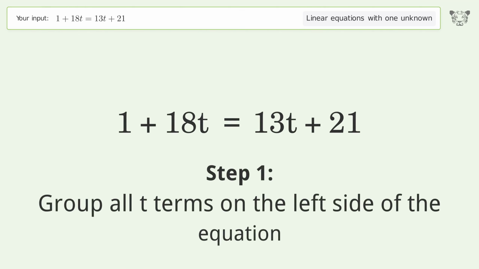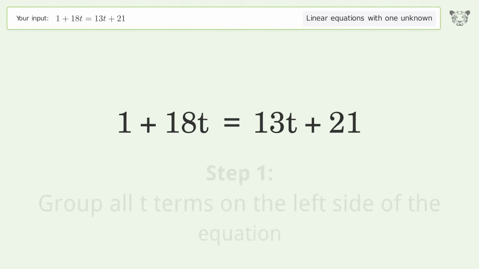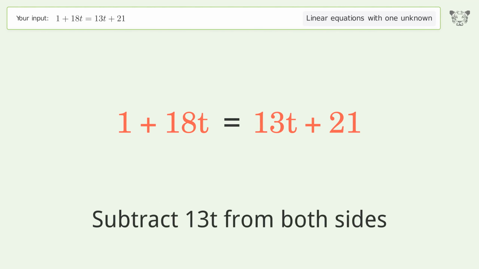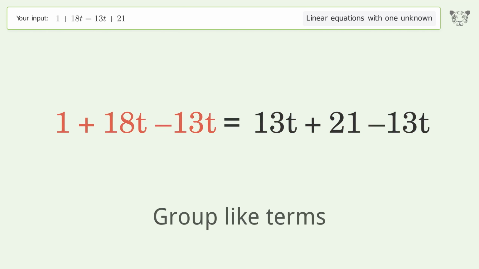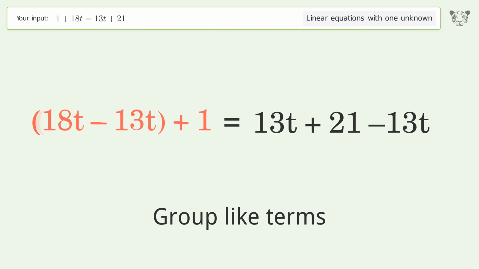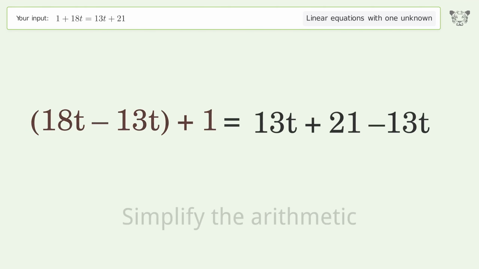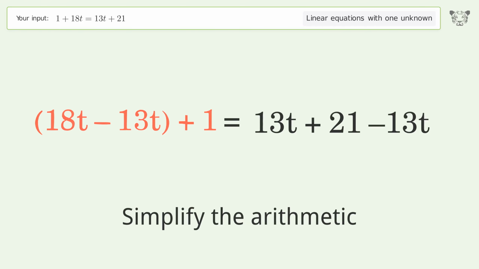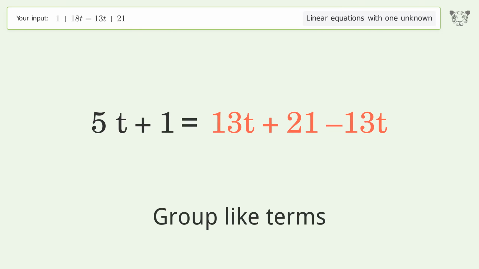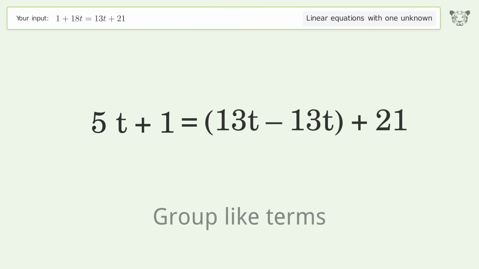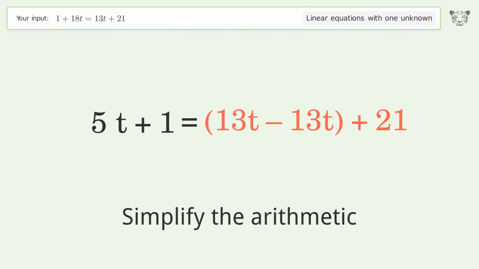Group all t terms on the left side of the equation. Subtract 13t from both sides. Group like terms. Simplify the arithmetic. Group like terms. Simplify the arithmetic.